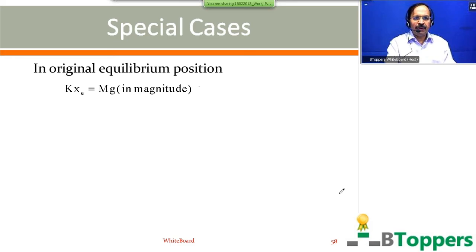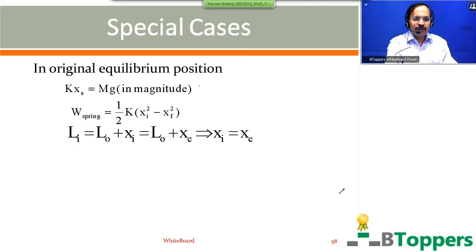In the original equilibrium position, Kxe equals mg in magnitude. So, the work done by the elastic force by spring on the mass m, when elongation of spring changes from xi to xf, is given by half k (xi square minus xf square). The initial length of spring is denoted by L subscript i, that can be written as L0 plus xi. Here xi equals xe.